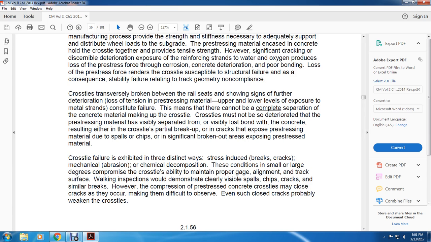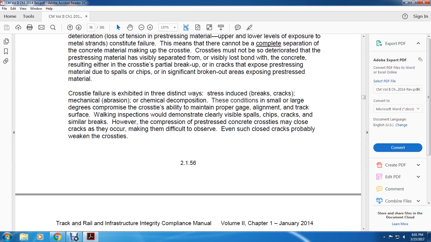Cross tie failure is exhibited in three distinct ways. Stress is indicated with breaks and cracks, mechanical abrasions, and chemical decomposition. The condition of the small and large decay compromises the cross tie's ability to maintain proper gauge alignment and track surface. A walking inspection would demonstrate clearly visible spalls, chips, and cracks of similar breaks. However, the compression of the pre-stressed concrete cross ties may close the cracks, making them difficult to observe, even though the closed cracks probably weaken the cross ties.